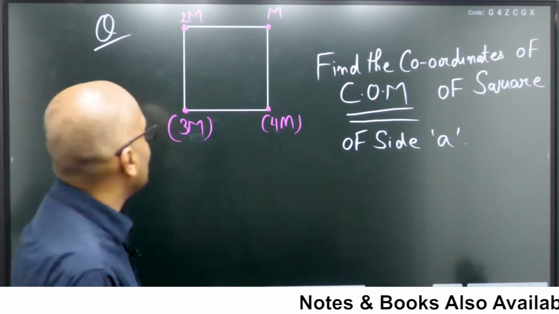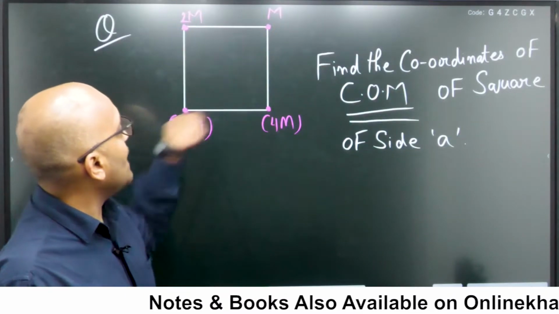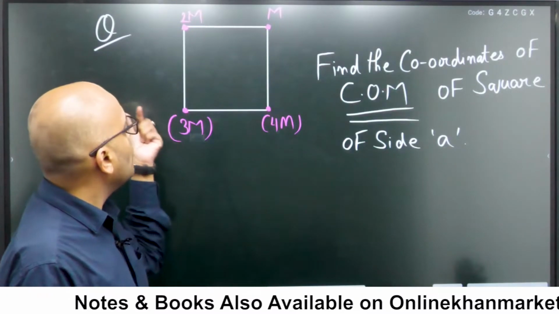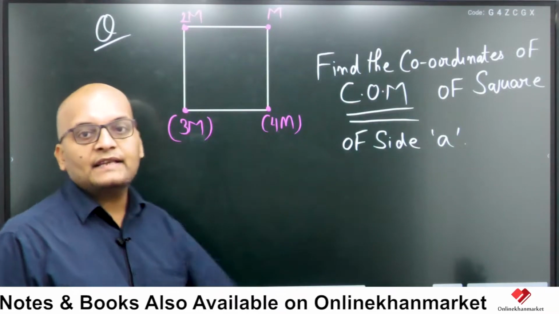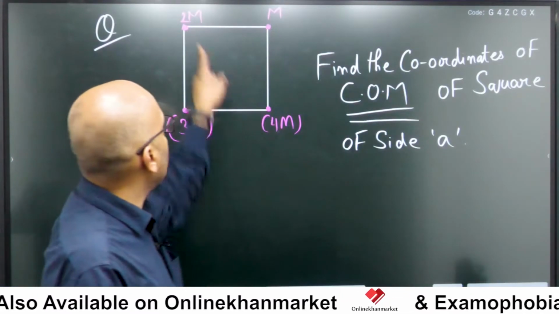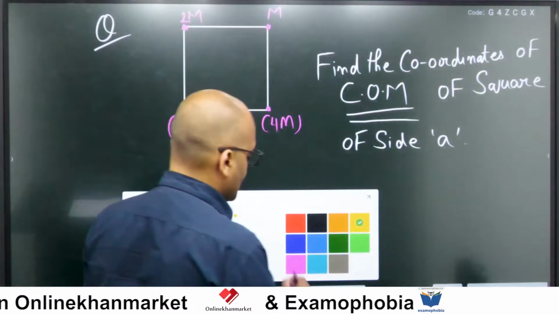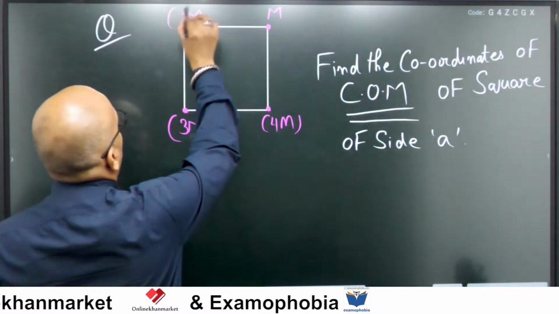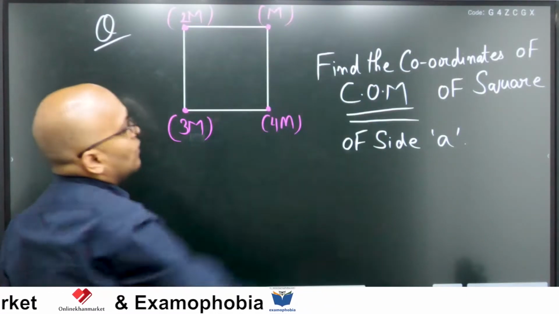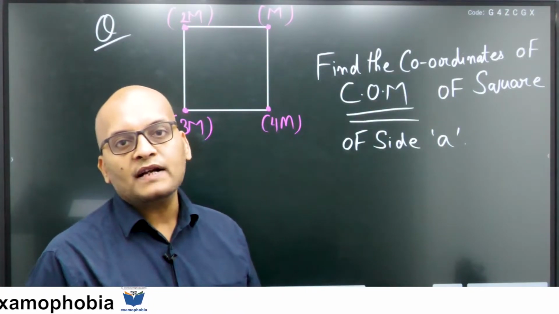So let's get started. Here I have a question. As you can see, a square is given to us, and four masses are placed at the four corners of this square: mass of 3m, mass of 4m, mass of 2m, and mass of m. Now we are required to find the coordinates of center of mass of the square.